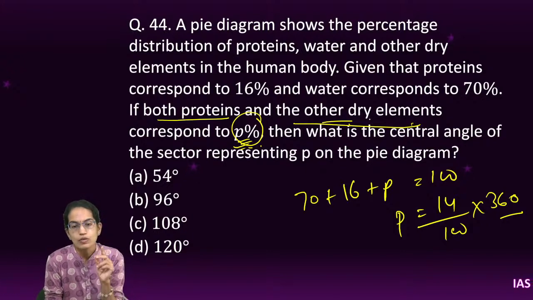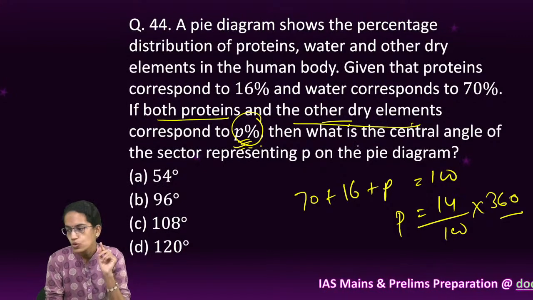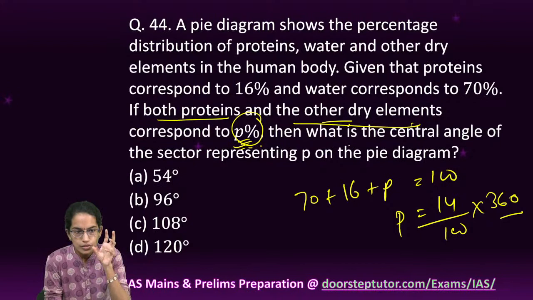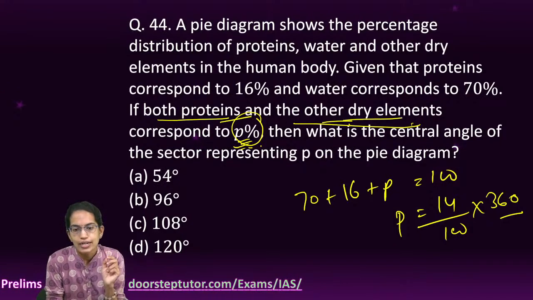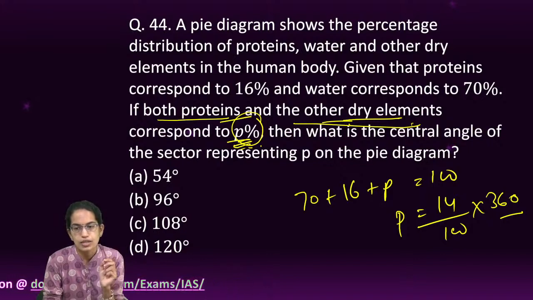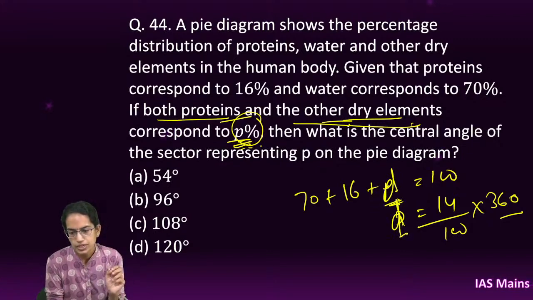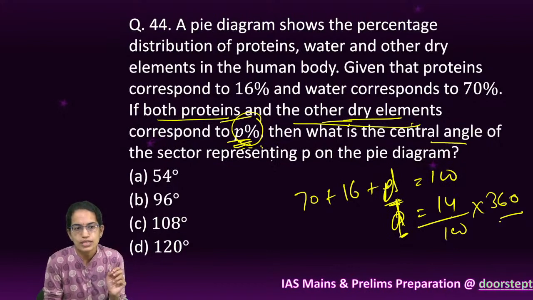So that was another important thing that you need to mention. Make sure that you don't make silly mistakes. If protein and dry element together constitute p, it's not just the protein. So protein plus the dry element that we have calculated here constitutes 2p, then what would be the central angle?